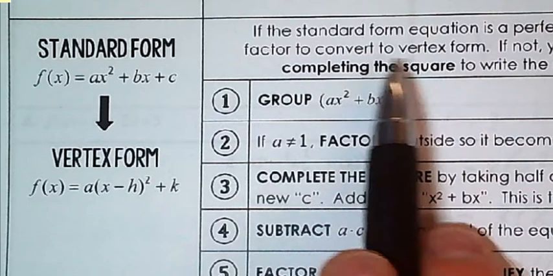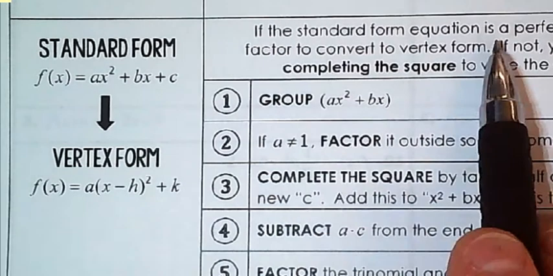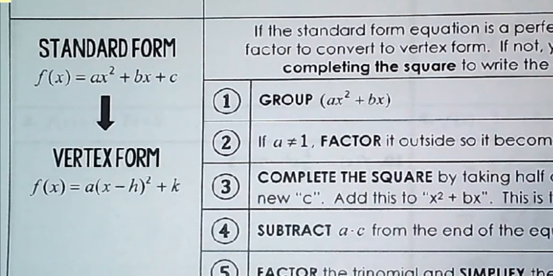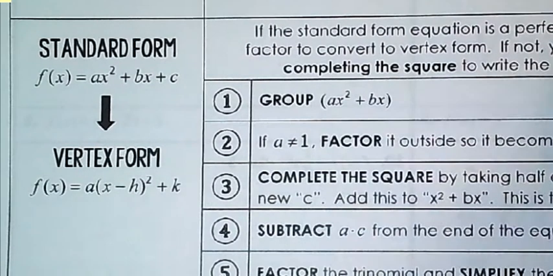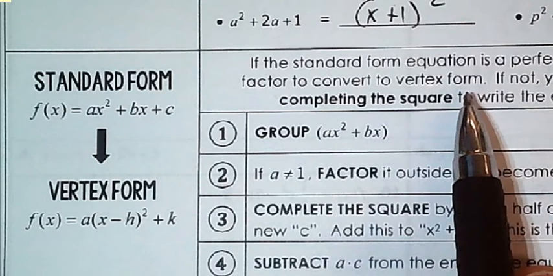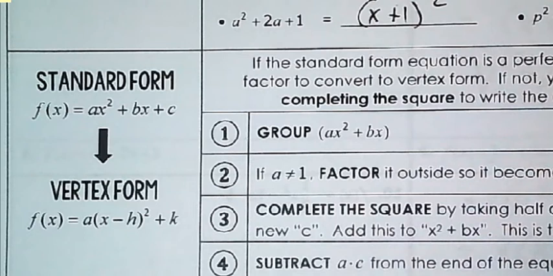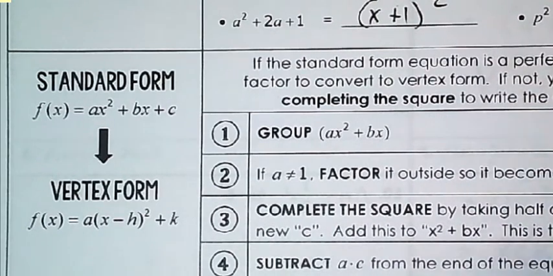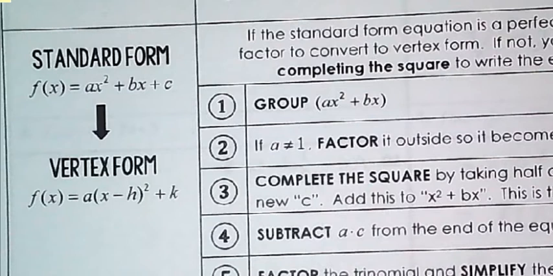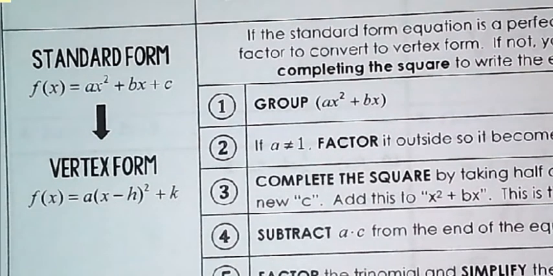So let's read through this. It says, if the standard form equation is a perfect square like example 1, any of these up here, simply factor to convert to vertex form. If it's not a perfect square trinomial, you can use a process called completing the square to write the equation in vertex form. Now I'm going to go ahead and tell you, I don't generally check first to see if it's a perfect square trinomial. I just do the process. And if I know what I'm doing, it comes out right every time. So you don't have to check to see if it's a perfect square trinomial to start with.